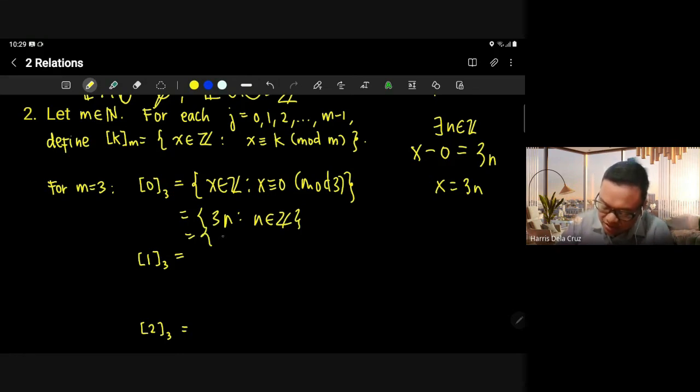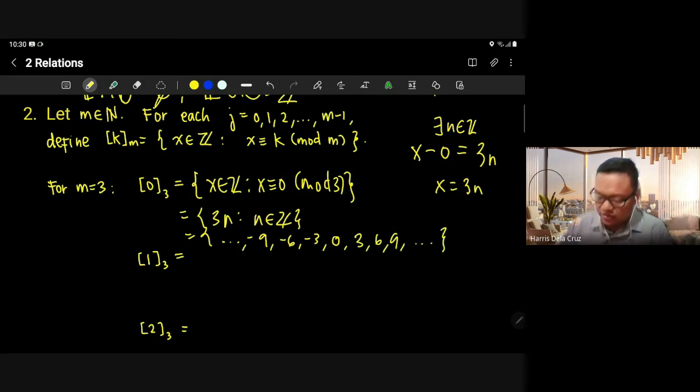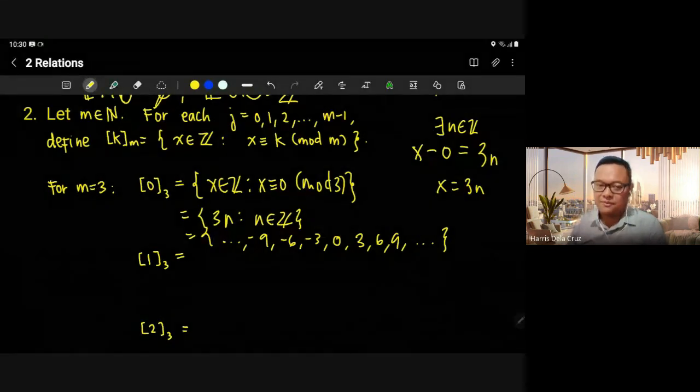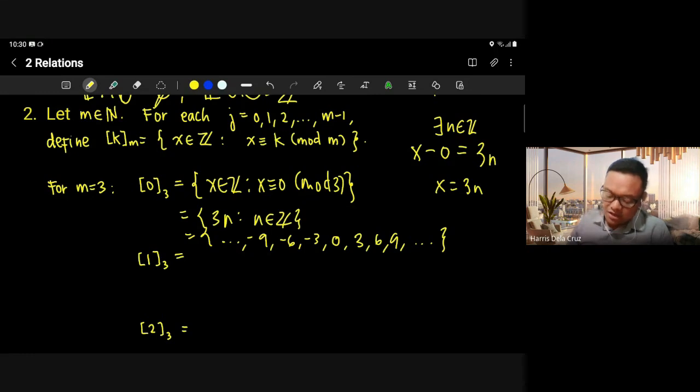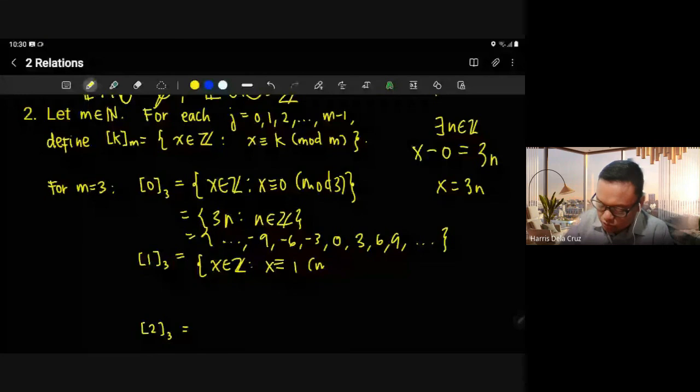On the negative side, that's negative 9, negative 6, negative 3, all of those, up to negative infinity, negative 27, negative 30, and so on. Then 0, and on the positive side, 3, 6, 9, and so on and so forth. So all multiples of 3. That's the bracket 0 sub 3. What about the bracket 1 sub 3? If we write the definition, that's all x, where x is just a dummy variable, such that x is congruent to 1 modulo 3.